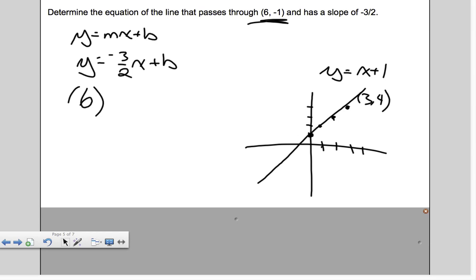In other words, actually let me write it this way. When x is -1, what's the value of y? In this equation, when x is -1, what's the value of y? 6. Right? That's what passing through means. When x is -1, y is 6.